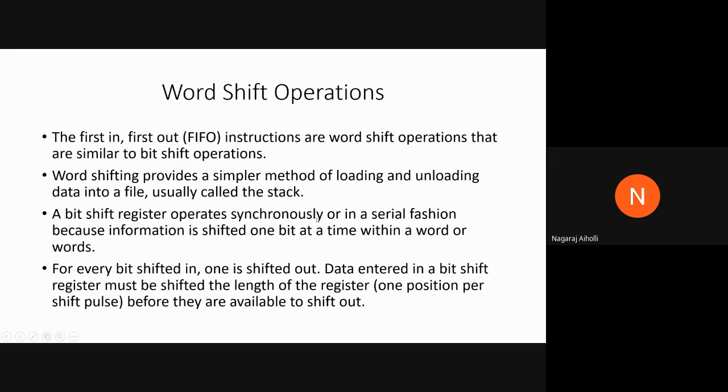A bit shift register operates synchronously or in a serial fashion, as the information is shifted one bit at a time within a word or the words. This operation in the bit shift register is called synchronous operation because the data shifting takes place bit by bit. For every bit shifted in, one bit is shifted out, and data entered in a bit shift register must be shifted through the length of the register, one position per shift pulse. Whatever is the length of the register, that is the maximum that we can shift into that register.